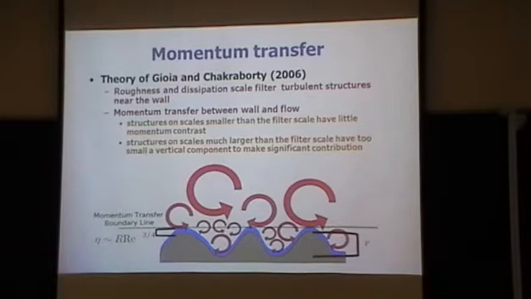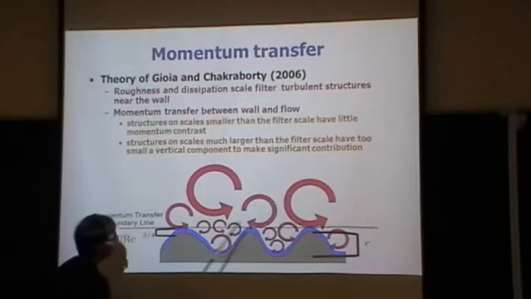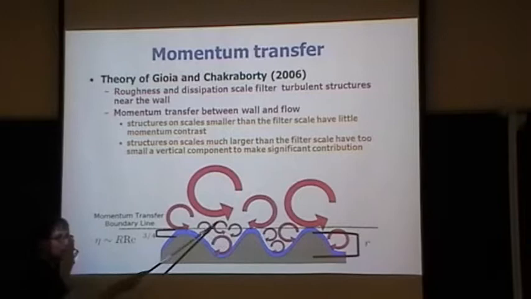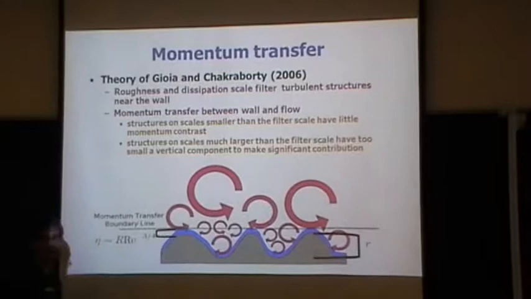What Gustavo and Pinaki realized was that you can do something rather different. You can say, let's suppose I have a wall, which is rough, and now I ask, what is the scale at which momentum gets transferred between the flow and the wall? Well, think about these little coves here. So fluid is flowing through here, and every now and then, fluid will fly out and enter into the flow. So you might ask, what is going to be the important scale for that?